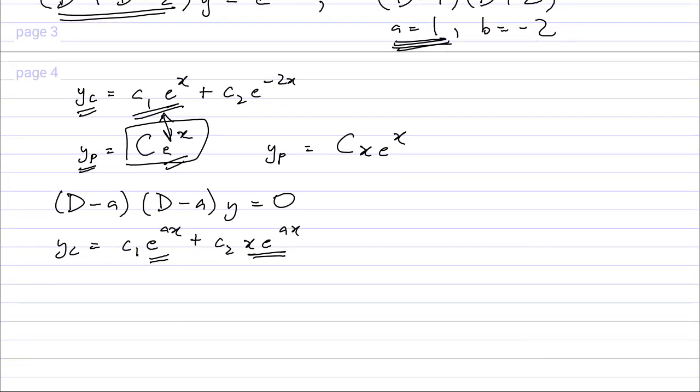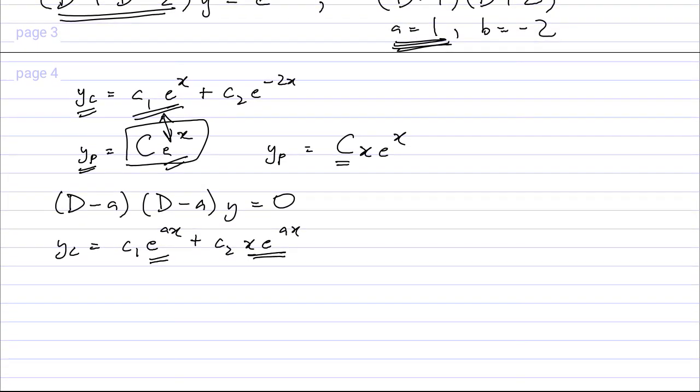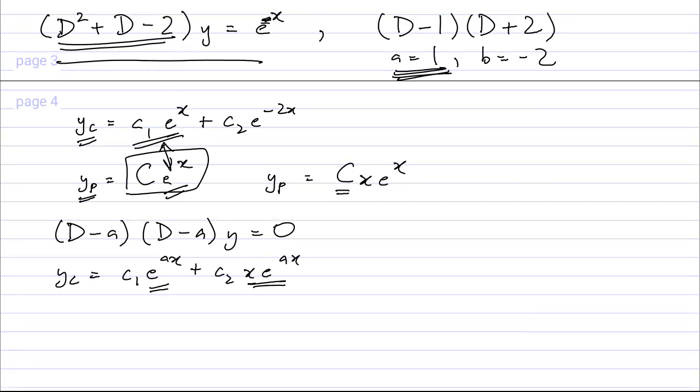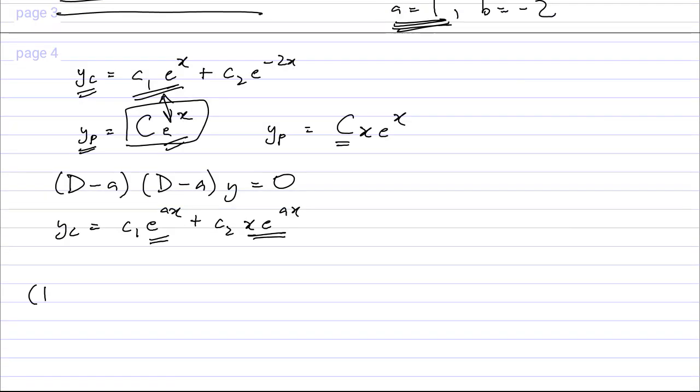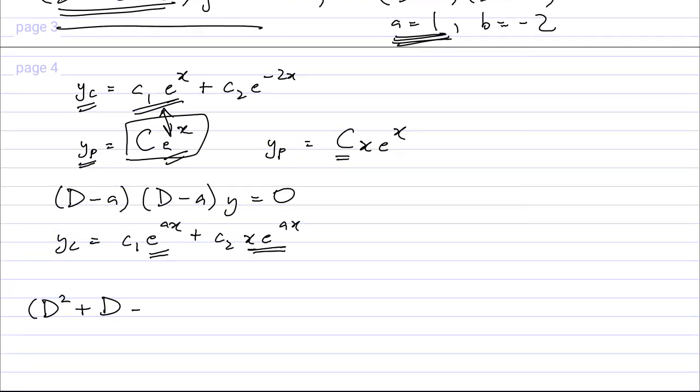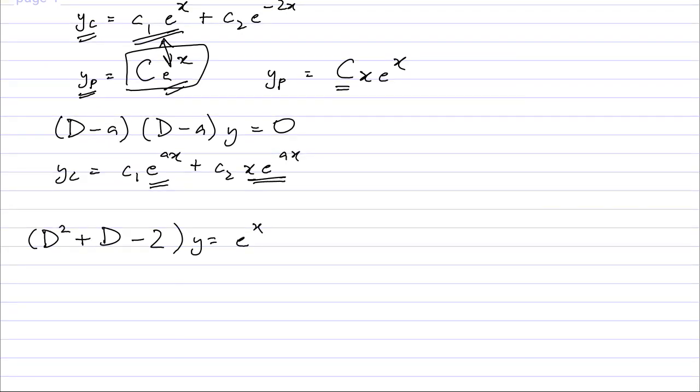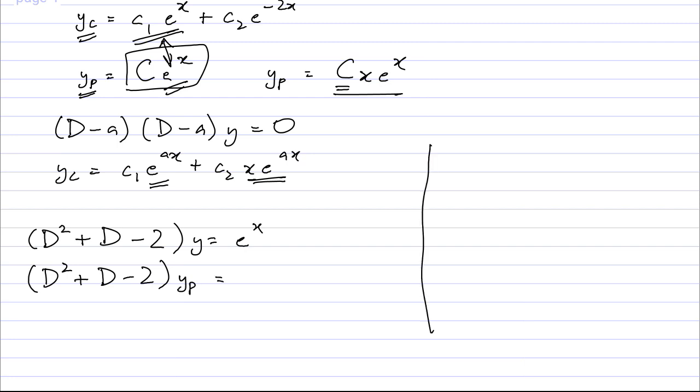So let's work it out. Let's see what this value of c comes out to be for our differential equation, D squared plus D minus 2 on y is equal to e raised to power x, and I'm trying to find out the particular integral. So my guess is this thing. Let's just plug this in. So D squared plus D minus 2 acting on yp, let's work this out. First of all, let me do the working over here.